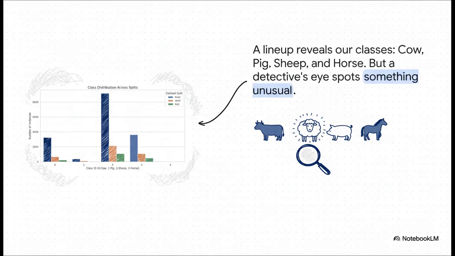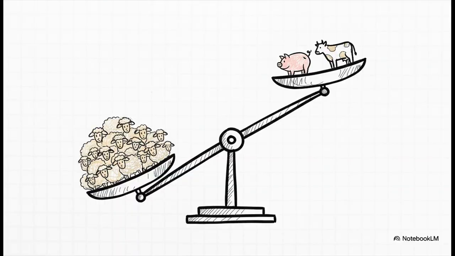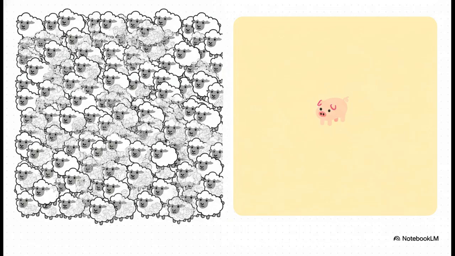But the second you look at this chart, a detective's eye immediately spots that something's not right. Look at that. One of these things is definitely not like the others, not by a long shot. And just like that, we've hit our first major discovery. This case is completely flooded with one particular suspect. It's not a balanced investigation at all. I mean, look at the tale of the tape here. We have 12,388 instances of sheep and only 545 instances of pigs. Let that sink in. That is a huge imbalance. We're talking more than 20 times more sheep than pigs.